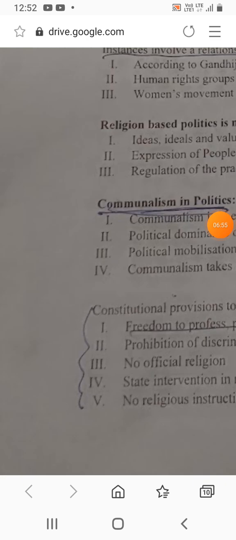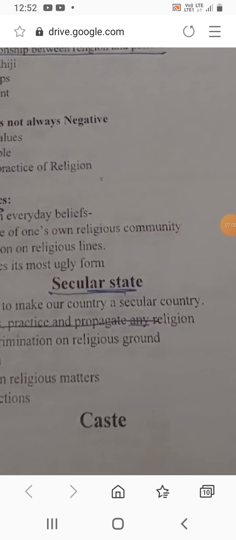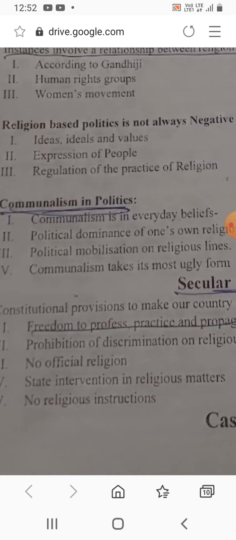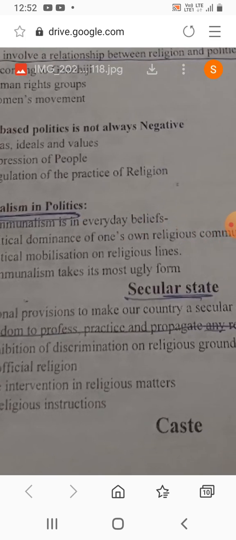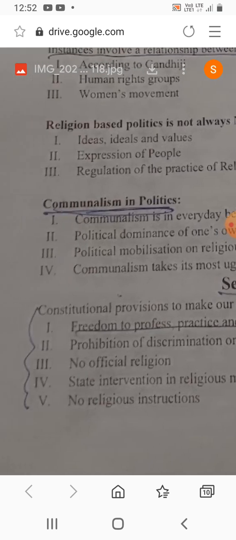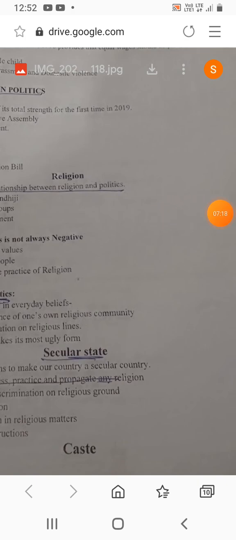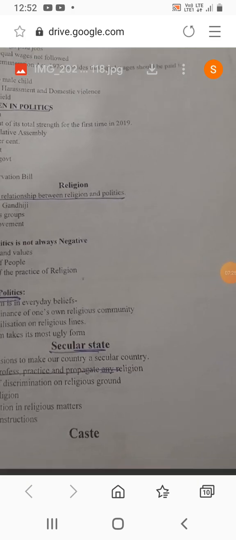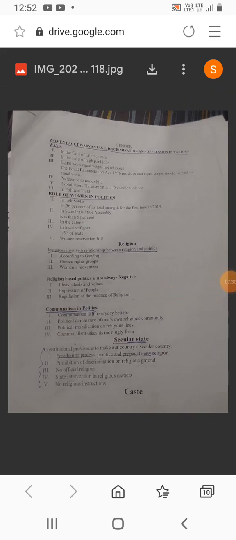The burden on you becomes less. Or suppose secular state, constitutional provisions to make our country a secular state country. Suppose freedom to profess, practice and propagate any religion, prohibition of discrimination on religious ground, no official religion, state intervention in religious matters, no religious instruction. So this way you can remember it easily. So this is the effective technique actually.